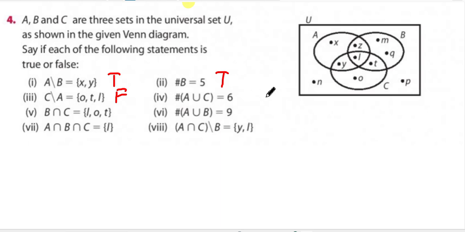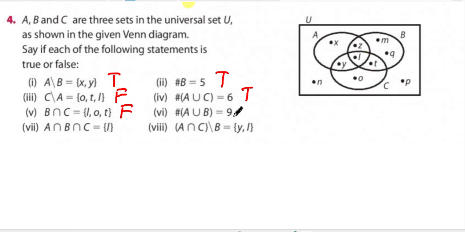Hashtag A union C is 6. Count how many items are in A and C combined. I get 6. 1, 2, 3, 4, 5, 6. So that is true. B intersection C is LOT. What's in common with B and C is this region here. False.